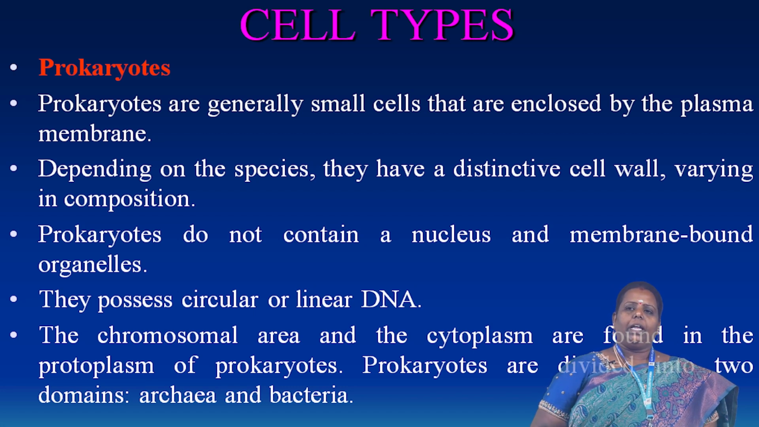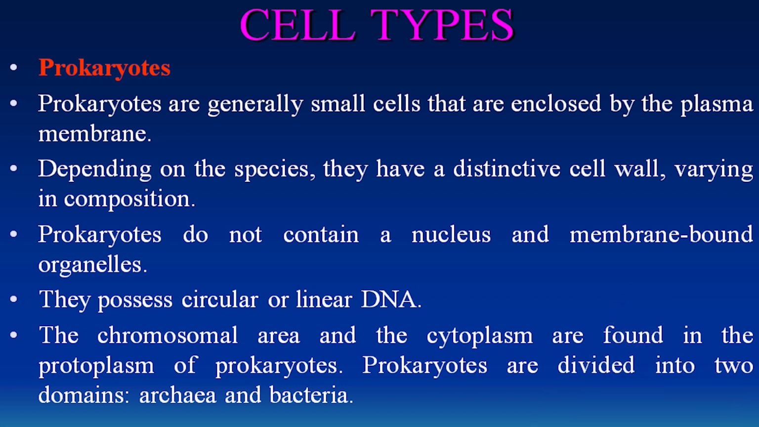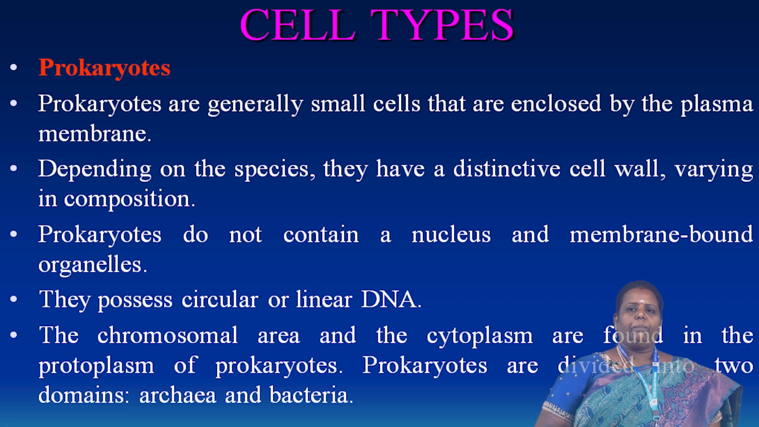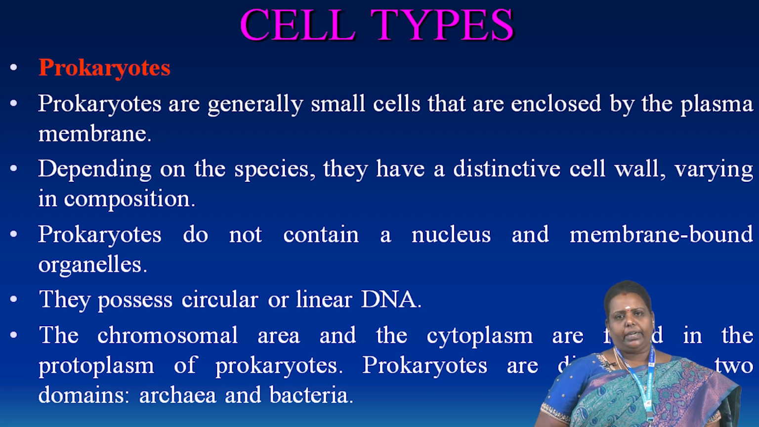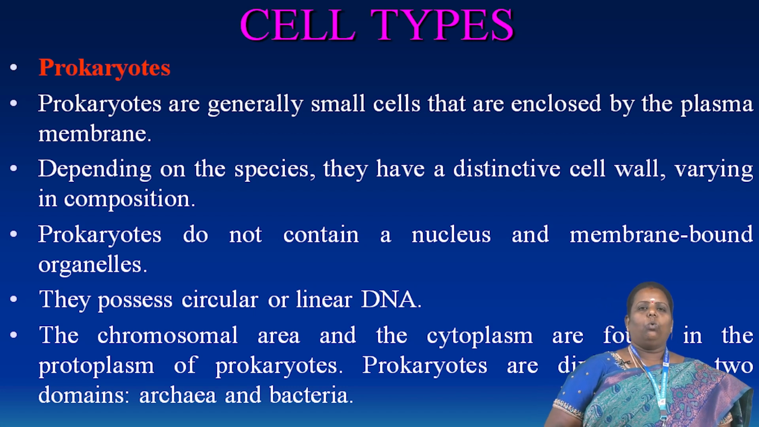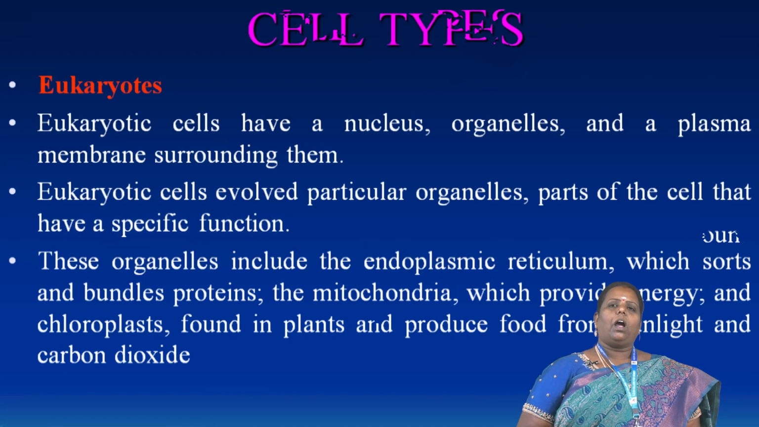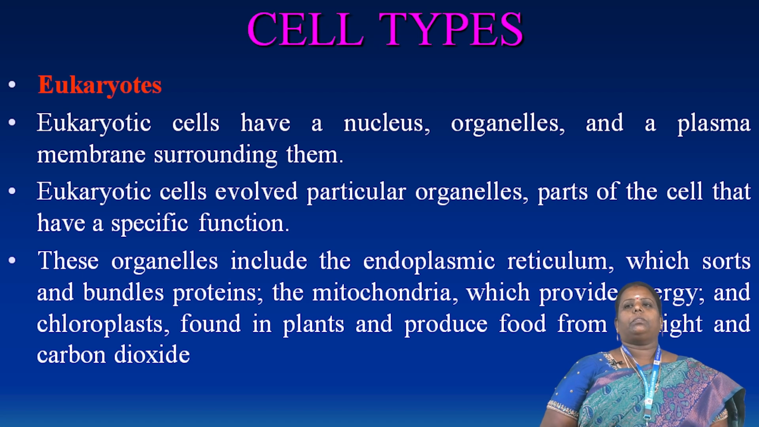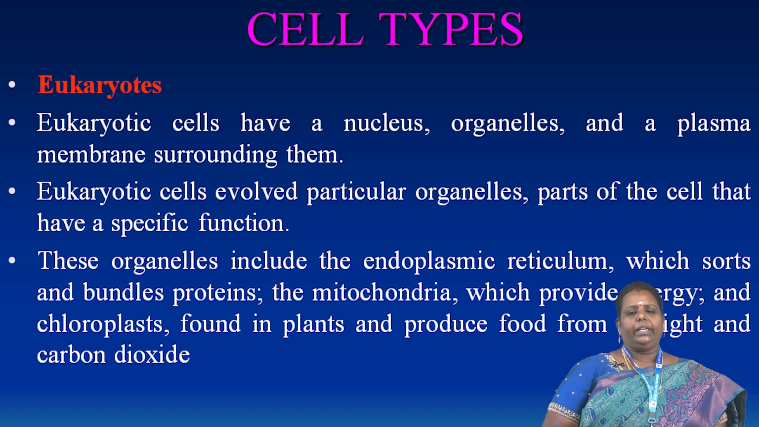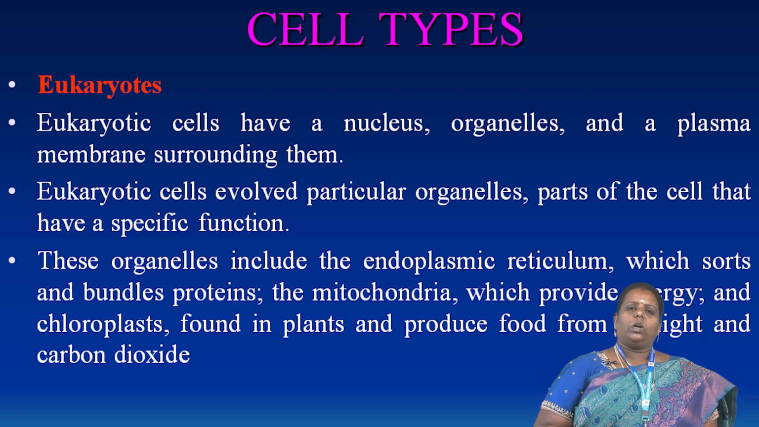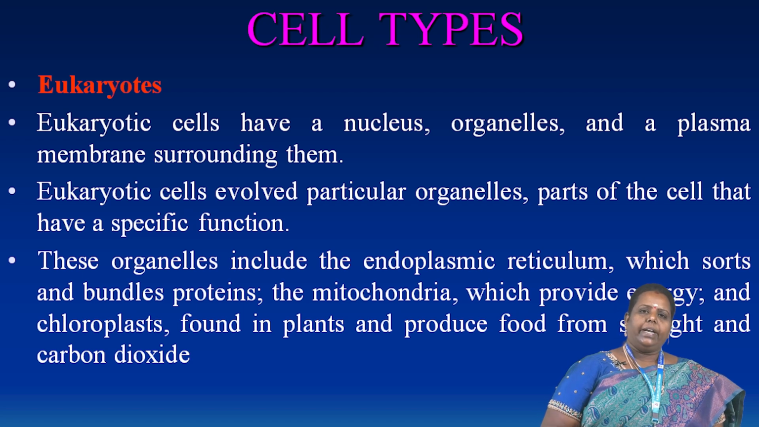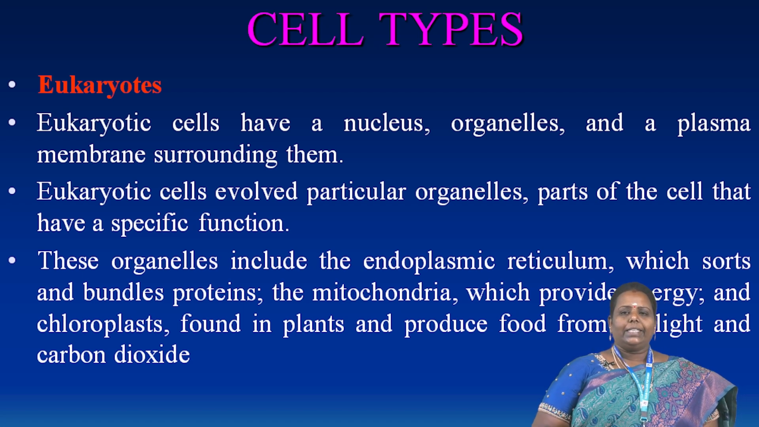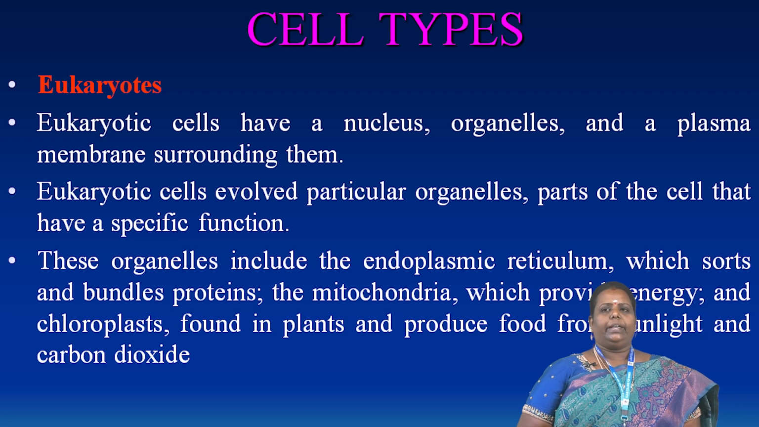The chromosomal area is found in the cytoplasm, in the protoplasm of the prokaryotic cell, and there are two important domains: one is the archaea, the other is the bacteria. These archaea and bacteria are single-celled, and we can see them only microscopically. Next we have to know about the eukaryotic cell. Eukaryotic cells have a nucleus and organelles, and the plasma membrane surrounds them. The nucleus, as I already told you, contains the nucleolus, genetic material and chromosomes. All the cell organelles are present in the eukaryotic cell.